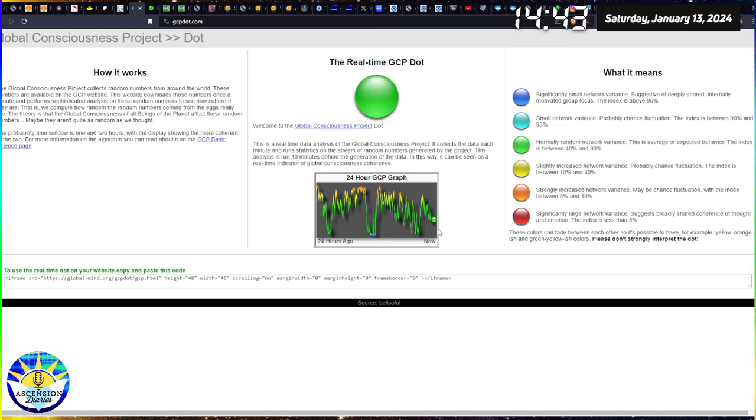Here is today's global consciousness, mostly in the green. We're doing really good today. No major red moments, a little bit even in the blue, very coherent. So great job. Great Saturday, everyone.